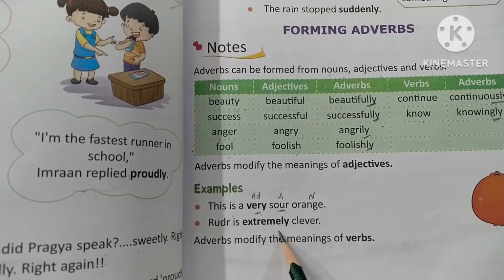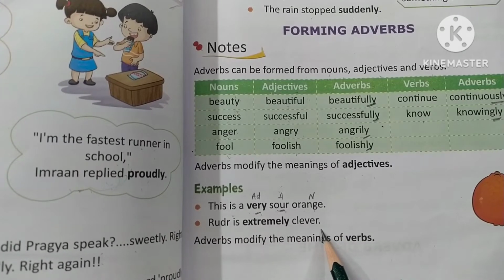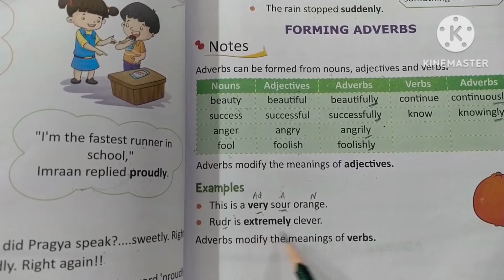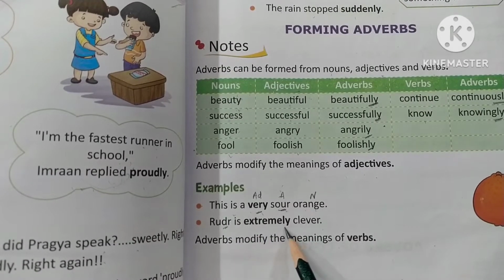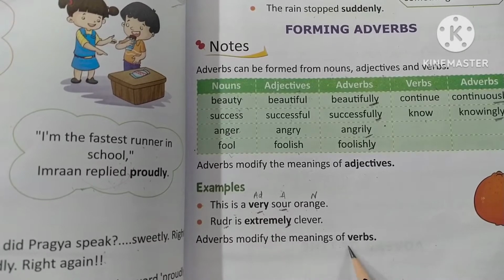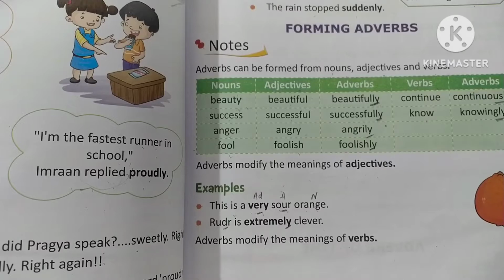Rudra is extremely clever. Which is the noun here? Rudra. How is Rudra? He is extremely clever. So the adverb here is extremely. Adverbs modify the meanings of verbs. That means they add more meaning to the verbs.